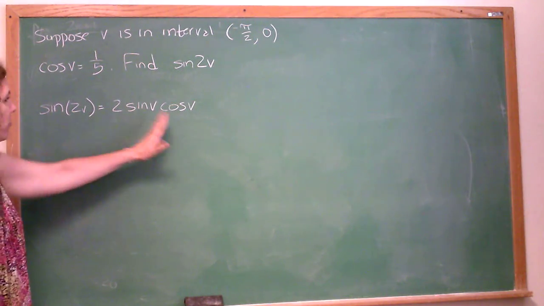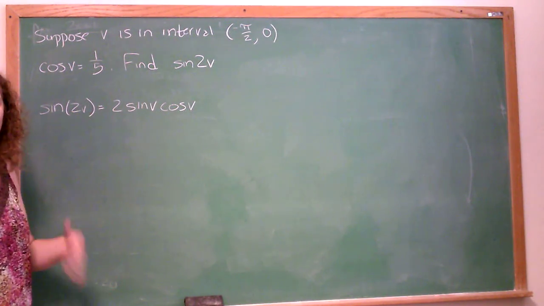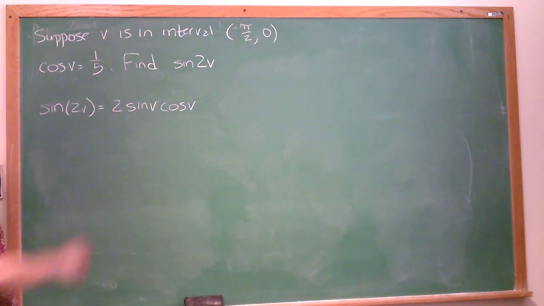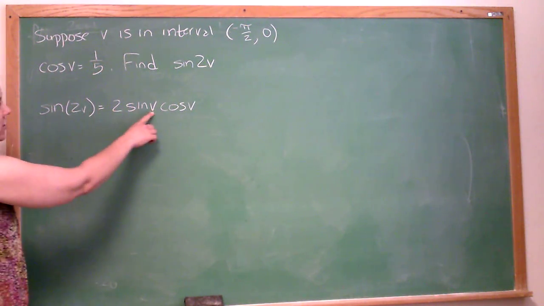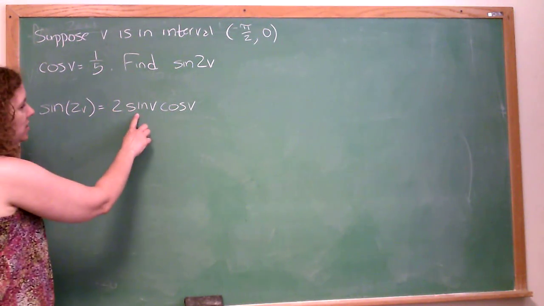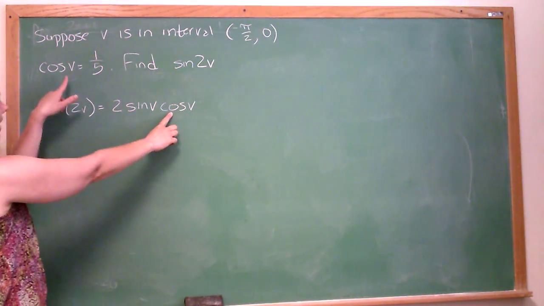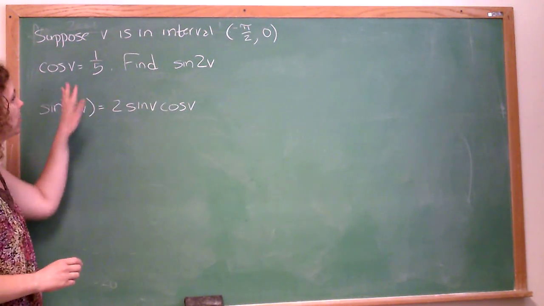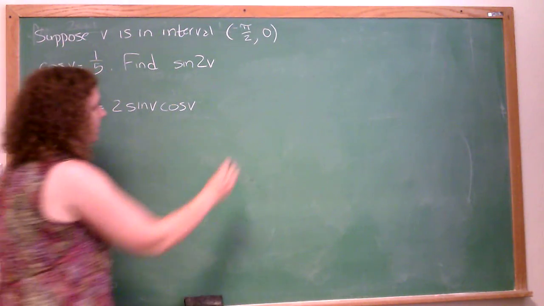So I copied the formula for sine of 2 theta off the formula sheet. Remember, you are allowed your formula sheet on all your tests and exam. Just replacing the theta that's in the formula with a V, like what's in the problem. So what I need is 2 sine of V, cosine V. Well, I already have cosine V. I need to find sine of V. So now let's use the information that's up here to find the sine of V.